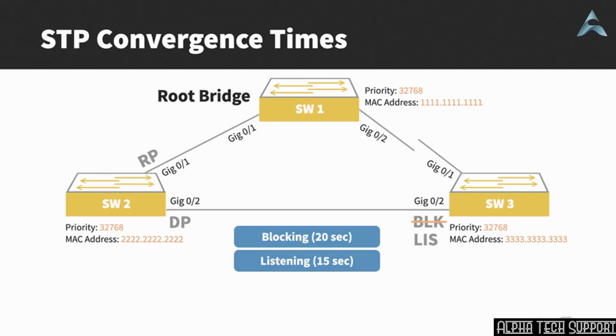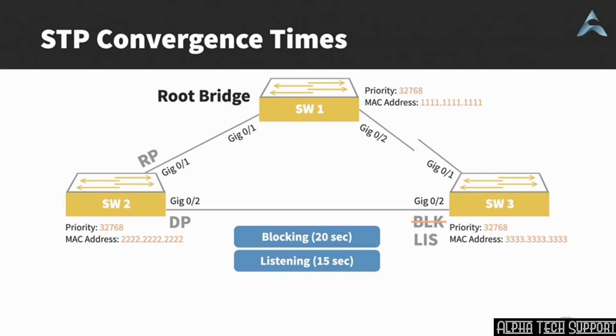During the listening state, switch SW3 is listening to BPDUs coming in all of its different ports. It's taking a look at everyone's bridge ID. It's comparing it to its own bridge ID. Who knows? Maybe switch SW3 is now the root because the root has gone down. It's trying to learn its place in the network, and it does that for 15 seconds.